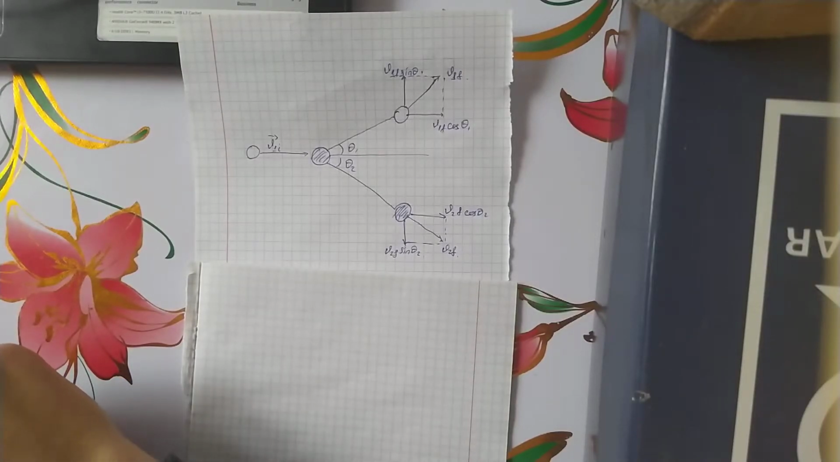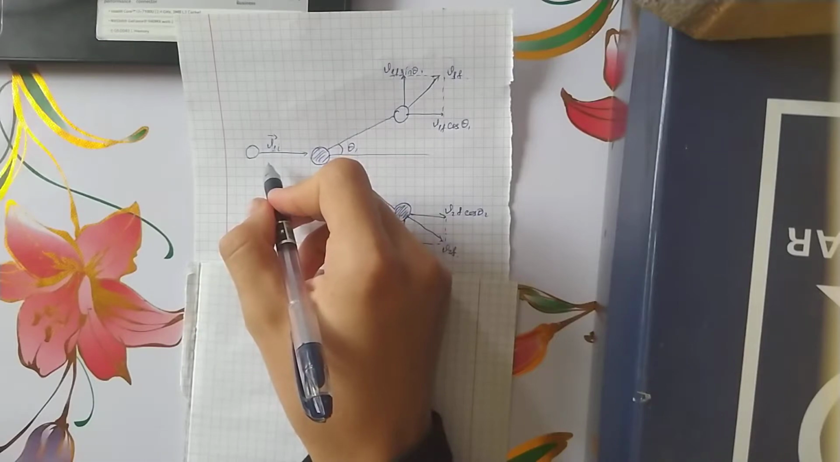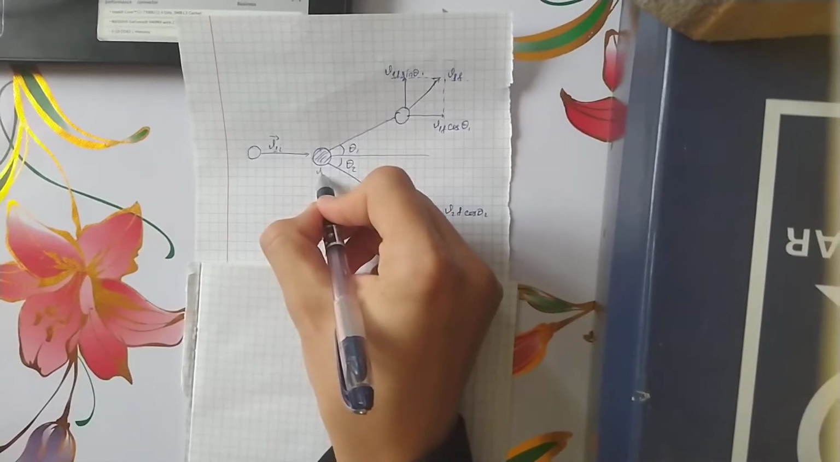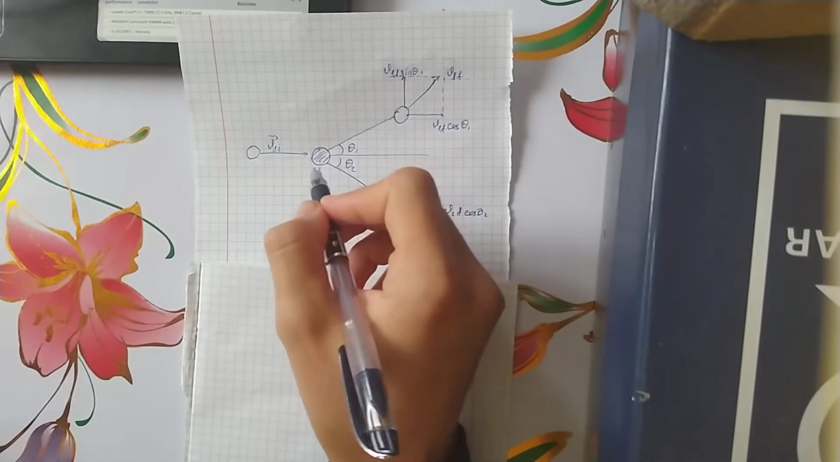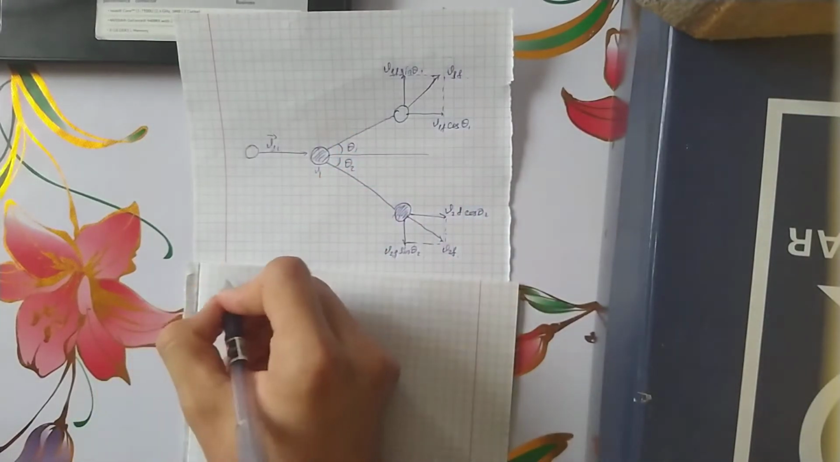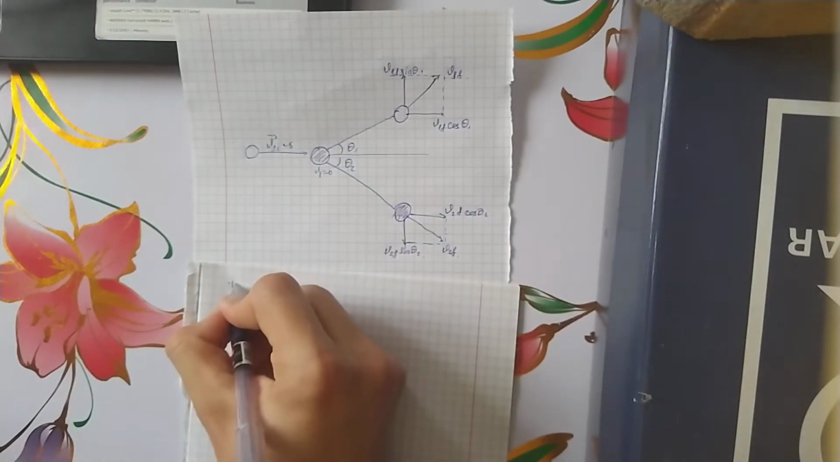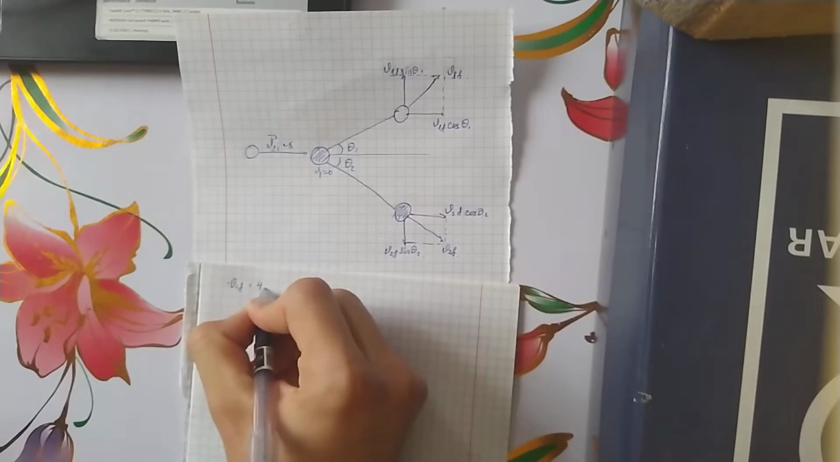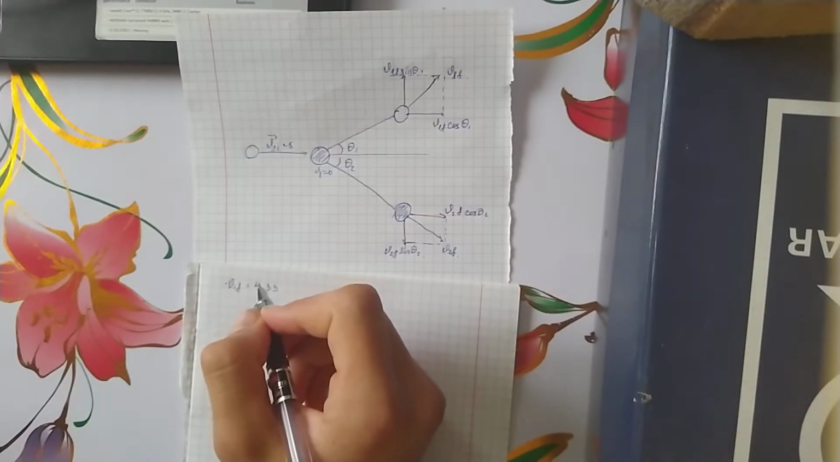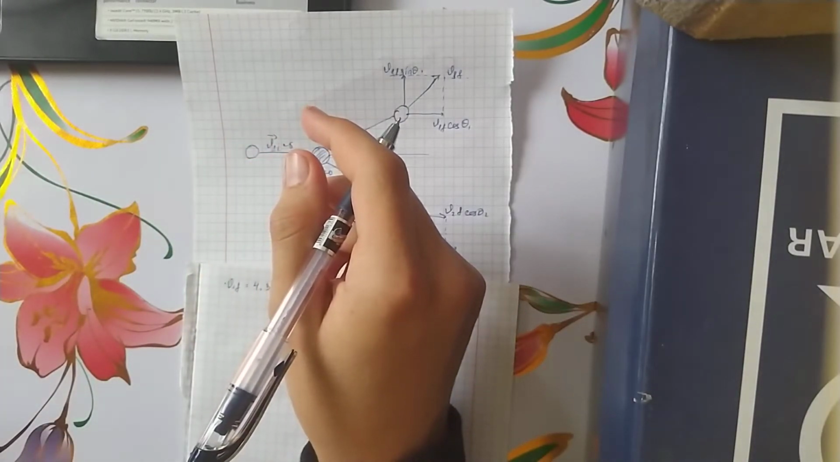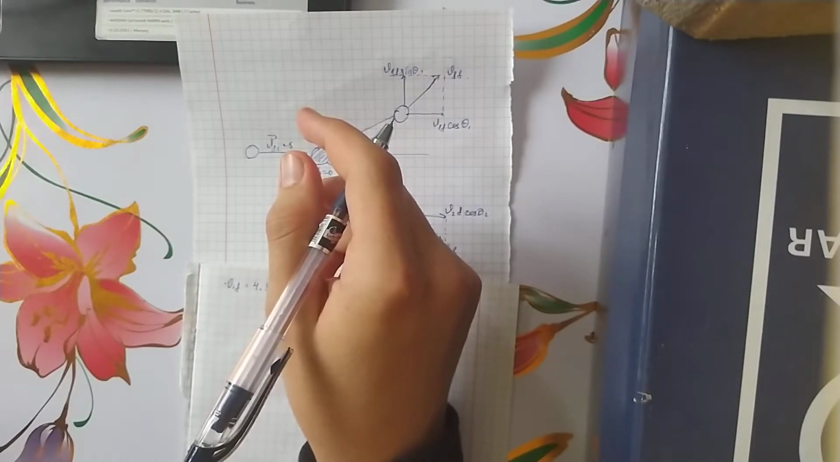Even in this question, m1, v1 initial is 5 meters per second, v2 initial is 0 meters per second, and v1 final is 4.33 meters per second. Apply the isolated system momentum model in the horizontal direction.